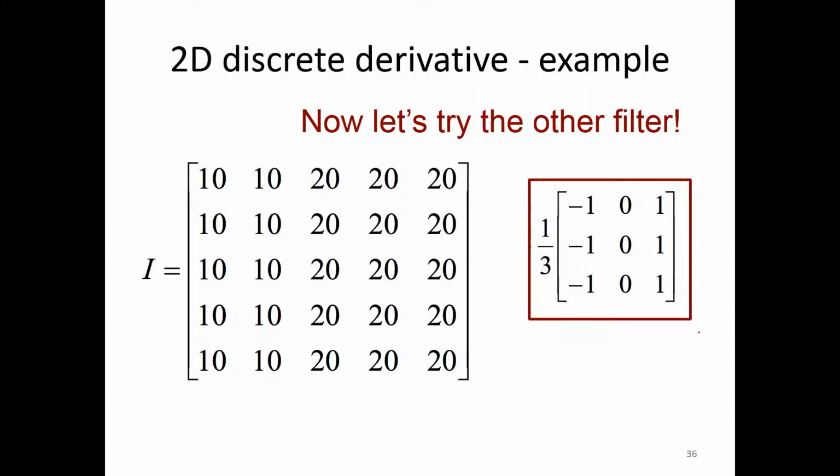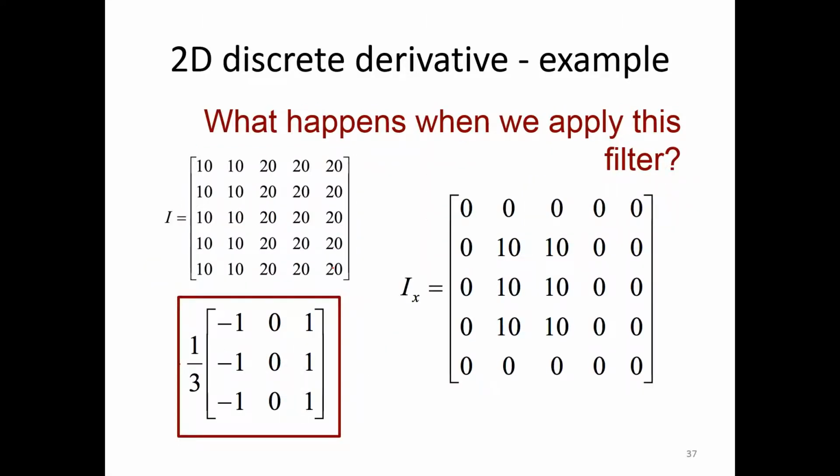And how about this one? If I use this filter, what do I get? We will get some values at the transition between 10 and 20. If you compute the values here, it will be a dot product of this patch with this filter, right? So I have minus 10, minus 10, minus 10, minus 10, minus 10, plus 20, plus 20, plus 20. So I have 10, 10, 10 here, something like that.